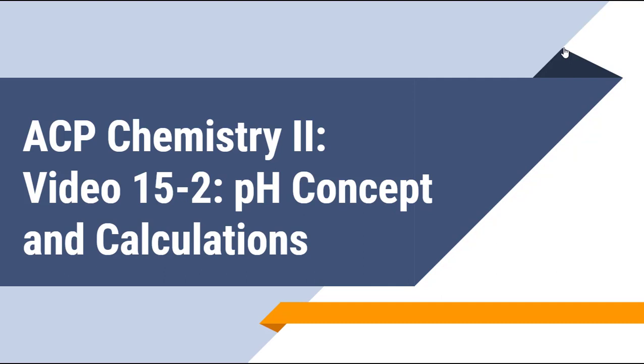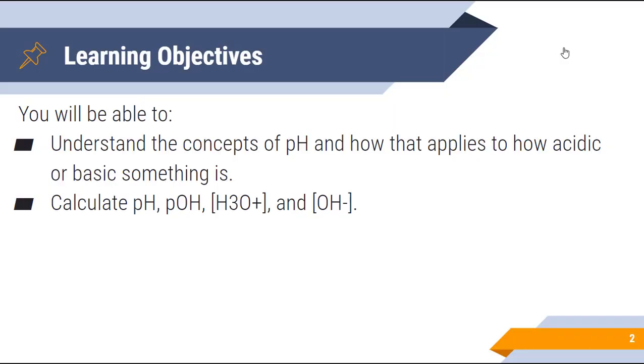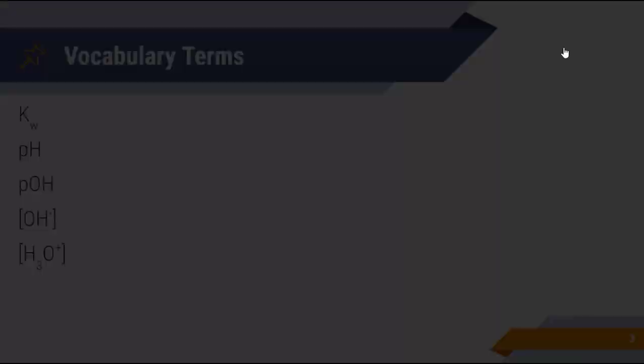Once we're able to figure out the concentration, we'll use a logarithmic scale to convert it into a number that hopefully makes a little bit more sense to everybody. So hopefully by the end of this video, you'll be able to understand the concepts of pH and how that applies to how acidic or basic something is. You should also be able to calculate four things: pH, pOH, hydronium ion concentration, and hydroxide concentration.